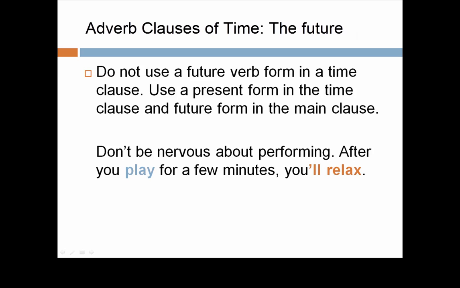Let me remind you of another way we use present verb forms with a future meaning. You may recall that we do not use a future verb form in a time clause. Use a present form in the time clause and a future form in the main clause. Let me make this clear through an example. Let's say that Erik is going to perform and he's feeling a little nervous. And I say, don't be nervous about performing. After you play for a few minutes, you'll relax.